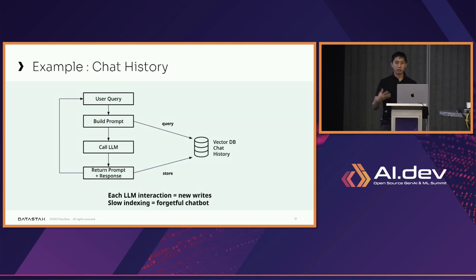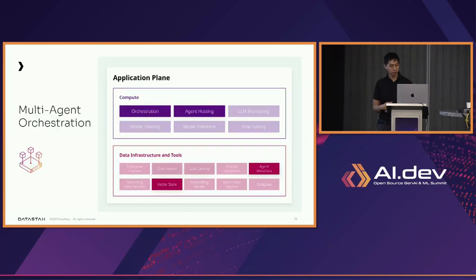And then again, if you don't have coherence, AKA if the indexing is very slow or it's inconsistent, then that means that your chatbot starts seeming forgetful. Right? Again, this is another aspect of where we think the stack is going to change.